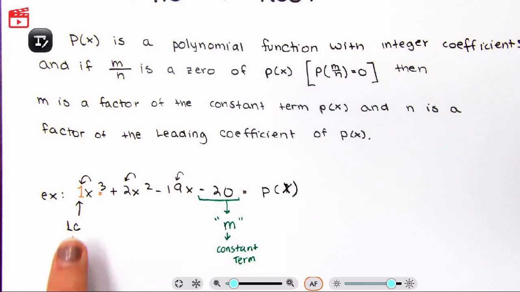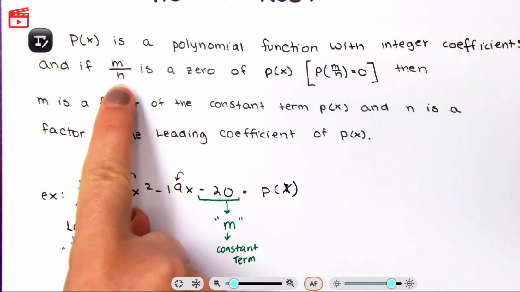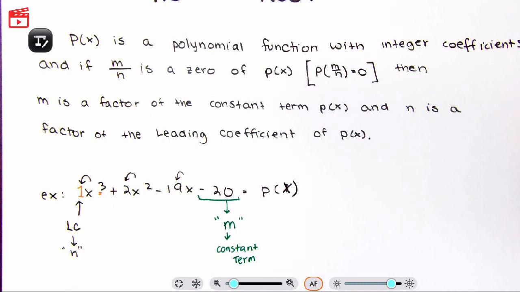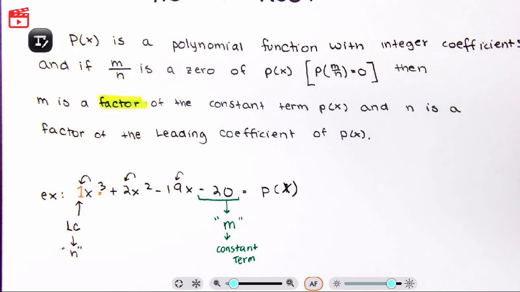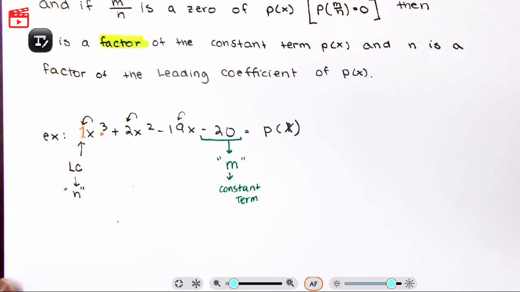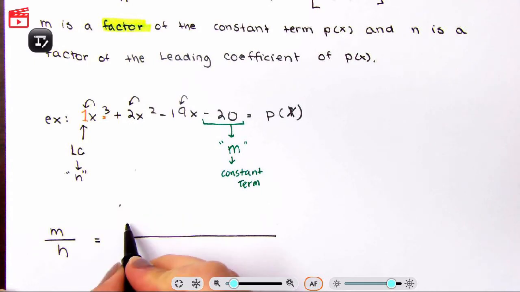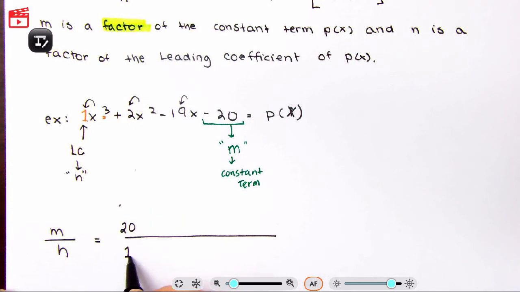Once we have the leading coefficient and the constant term, what happens with them? We have m divided by n, but we're talking about factors. That's the super important part of this: we're talking about factors. Factors are the undoing of multiplication. When we list out factors, we're listing every single number that goes perfectly into that original number. So let's find out what this looks like. If I have m divided by n, I'm going to make a nice long bar, and write the factors of 20 and the factors of 1, meaning what times what is 20.